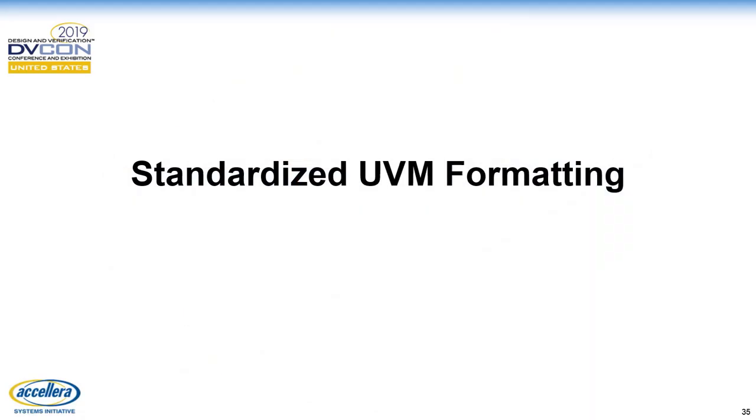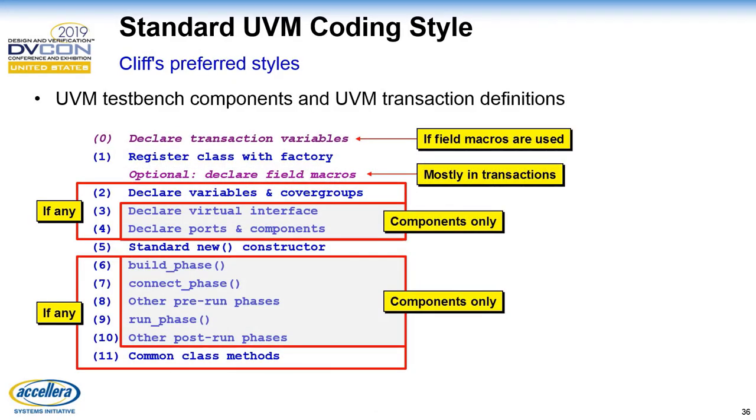So let's talk about standardized UVM formatting, and this is my preferred style. And so you'll find it used differently in the examples that you see out there. But I tend to put together all of my components and transactions and sequences, and I declare things in this order. So if I'm using the field macros, then I have to declare all the transaction variables right at the very top. I don't have to do that if I'm using the methods instead. Then I register the class with the factory. And if I'm using field macros, then I declare the field macro flags at that point right there. I declare variables and cover groups if used.